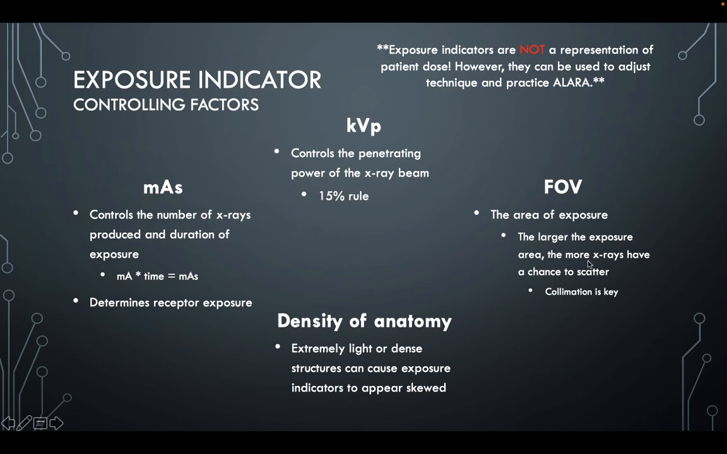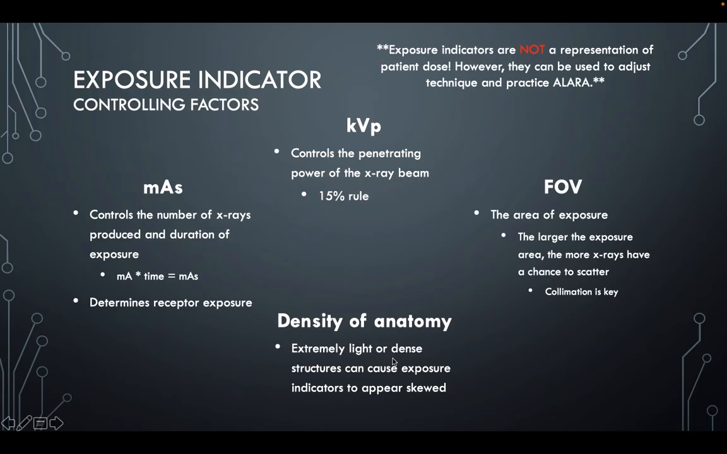Field of view is going to be the area of the exposure. So the larger the area, the more x-rays have a chance to scatter, and the more it's going to affect my receptor exposure. So collimation is key here. We've already talked about how if I collimate to my anatomy of interest, I'm going to decrease scatter, and I'm going to improve my visibility of detail. So just make sure you are collimating, because that is going to decrease the amount of dose to your patient, and it is going to directly affect your receptor exposure.